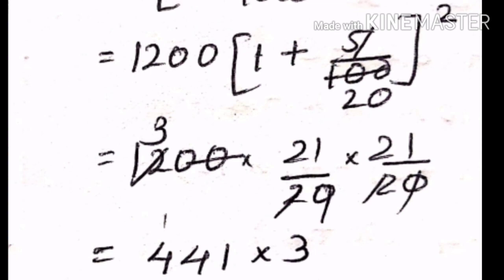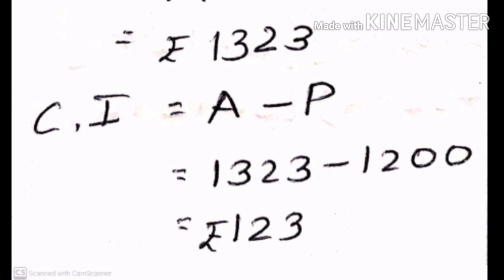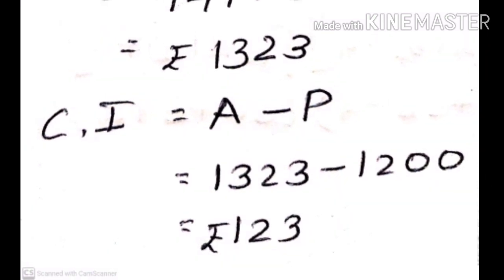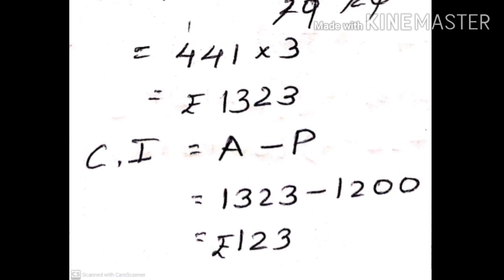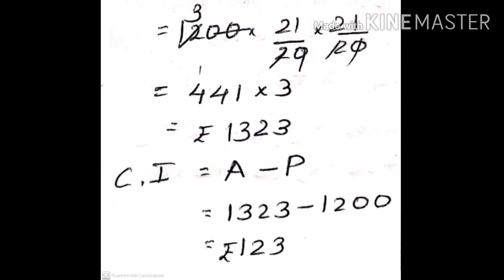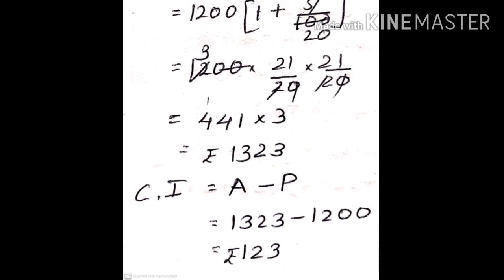So for that I have placed the values, cutting in the bracket, that is 5 upon 20. Now taking LCM we get 21 by 20, 21 by 20. The 20s get cancelled, and by multiplication we get our final answer, that is the amount, rupees 1323. And CI, we all know, is A minus P. So CI is 1323 minus 1200, and that is 123. So we have completed this question here, and if you get both answers of compound interest correctly, then you get 3 marks full here.